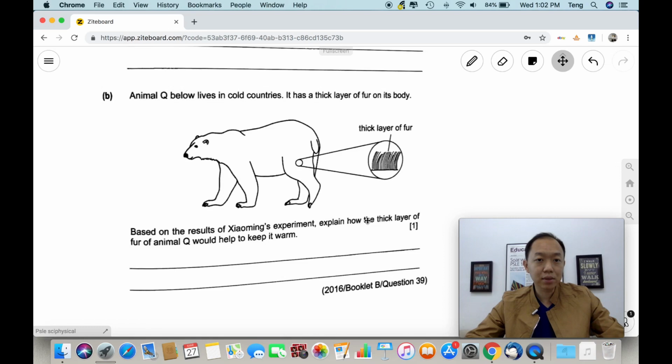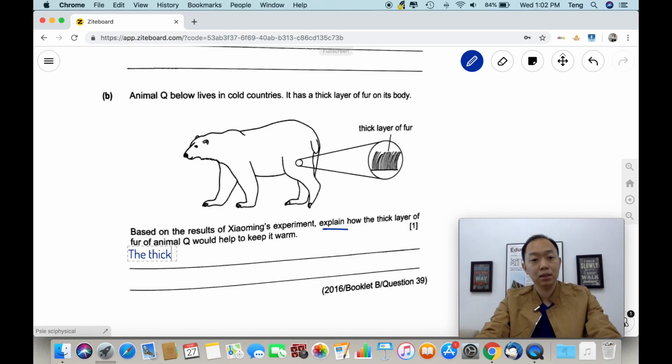So animal Q below lives in a cold climate and has a thick layer of fur. Based on the..., explain. So can you see that it's always explain, explain this, explain that. Explain how the thick layer of fur of animal Q would help to keep it warm. Love this question. Because the start is thick layer of fur, second part is keep it warm. So this is how we'll answer.